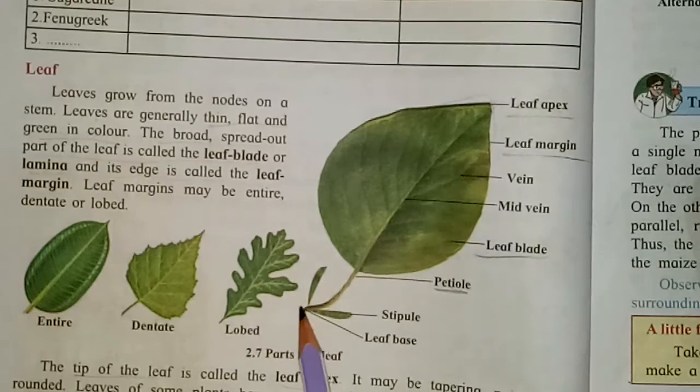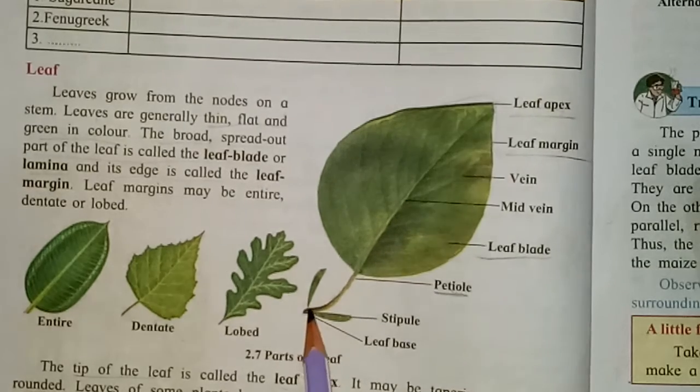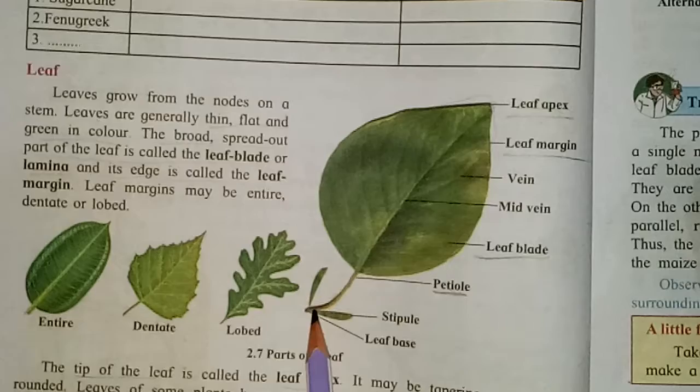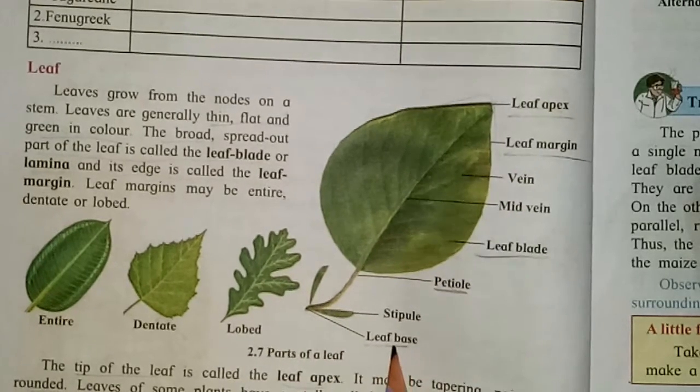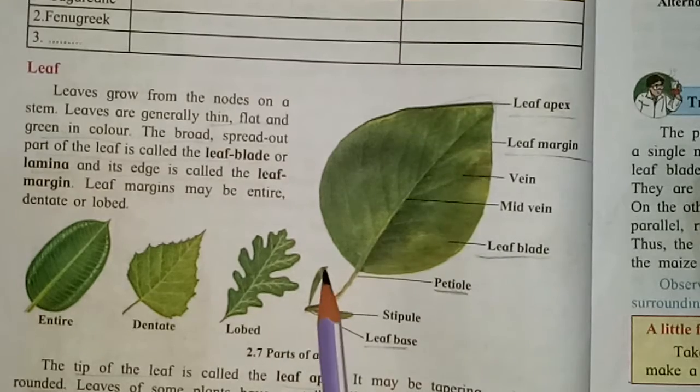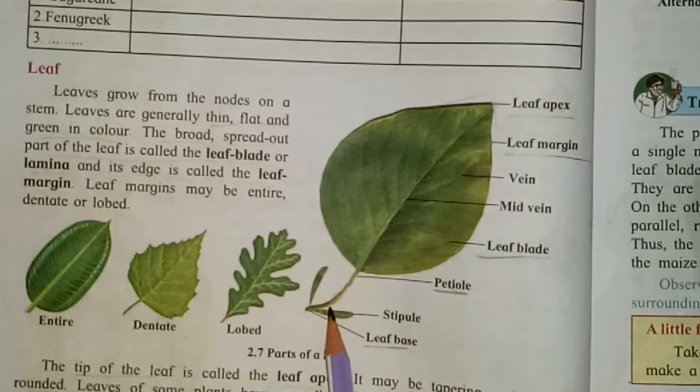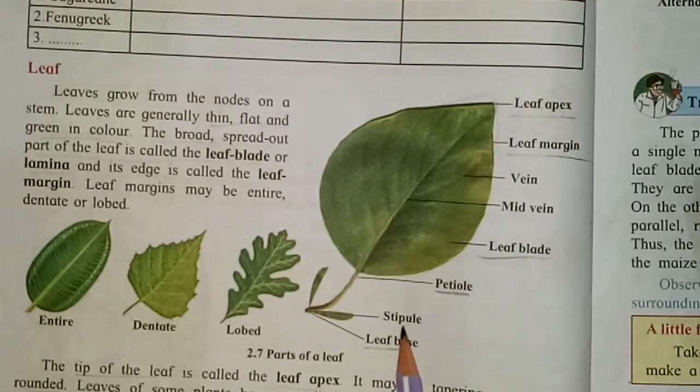Now you can see this portion of the leaf that is attached to the stem. This is called the leaf base, the base of the leaf. And here you can see small leaf-like structures present. They are called stipules.